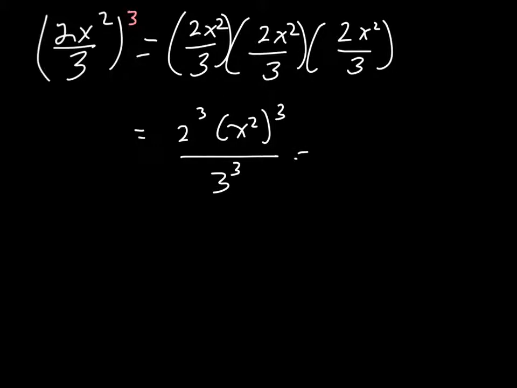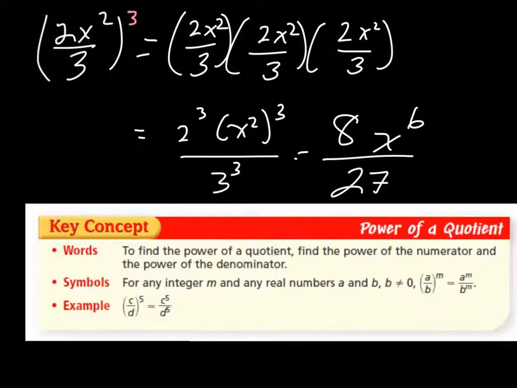We're going to get 2 times 2 times 2 is 8. X squared cubed, power of a power, you multiply exponents, that's x to the 6, or you could do 2 plus 2 plus 2, whatever. And 3 cubed is 27 in my little fake example. So to find the power of a quotient, we find the power of the numerator and the power of the denominator. For any integer m and any real numbers a and b, where b cannot equal 0, a over b to the m is the same as a to the m over b to the m. Or if they had just a simple one, c over d to the 5th power, it's the same as c to the 5th over d to the 5th.